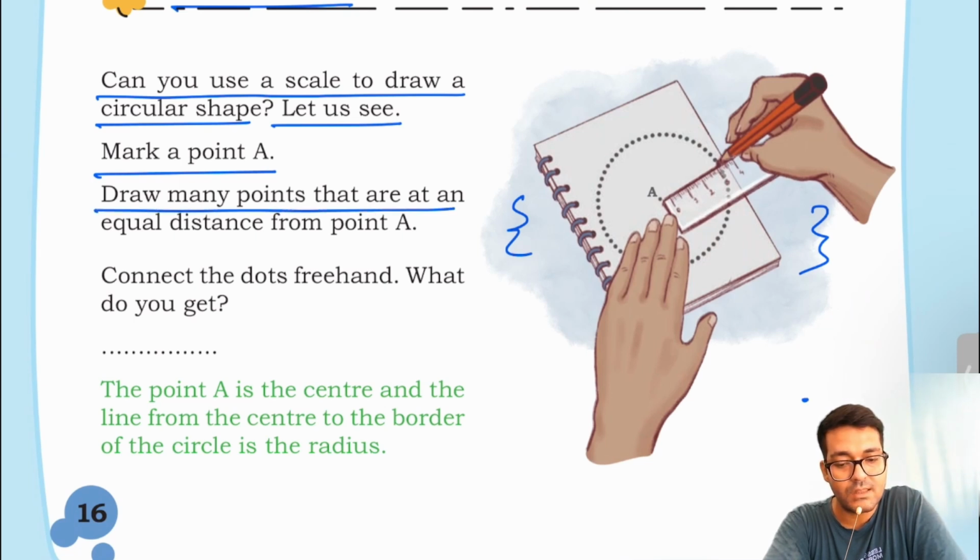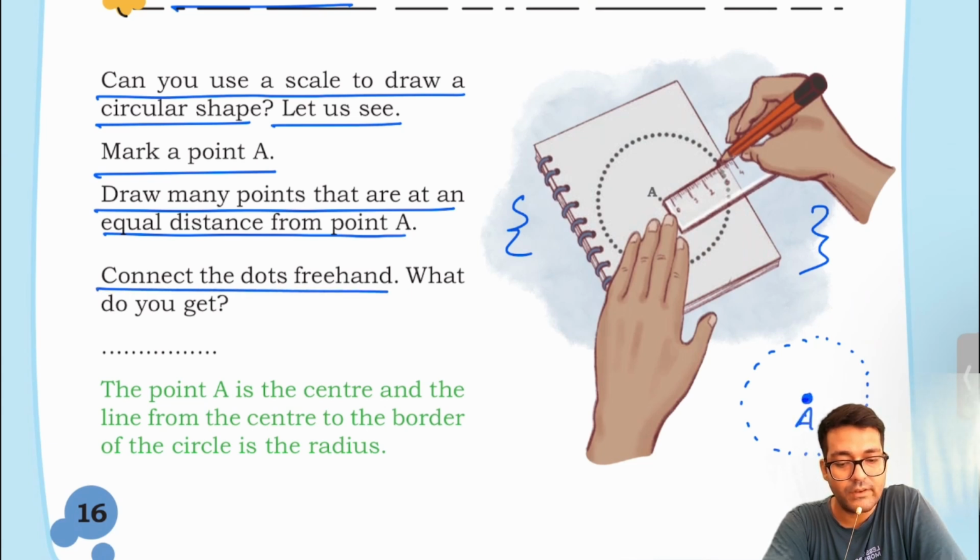Draw many points that are at an equal distance from point A, like this. Connect the dots freehand. What do you get? If you connect the dots freehand, you will get a structure called a circle. You will get a circle.